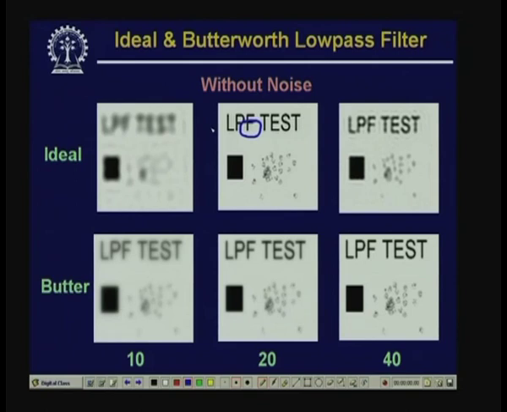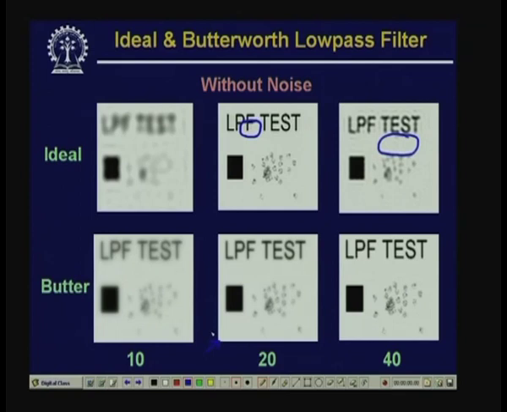That means, there are a number of undesired lines which are not present in the original image. Same is the case over here. So, the ideal low pass filter introduces the ringing effect which is not visible in case of the Butterworth filter.